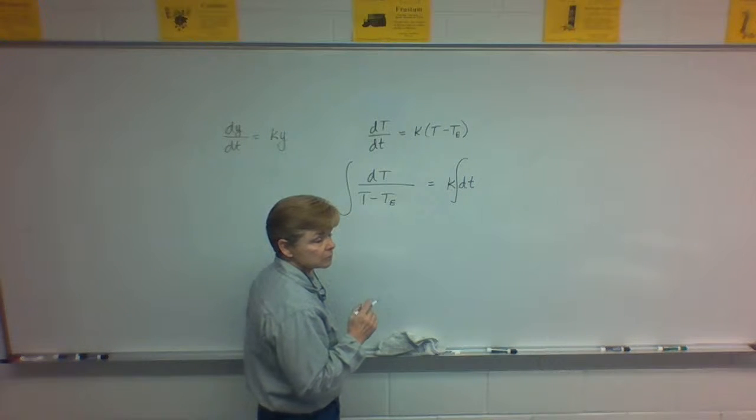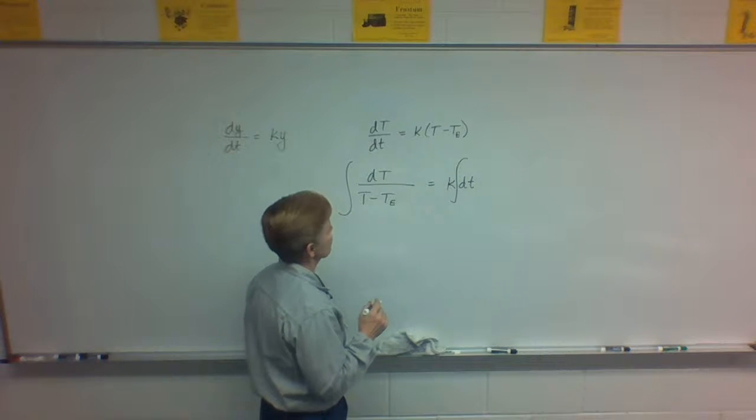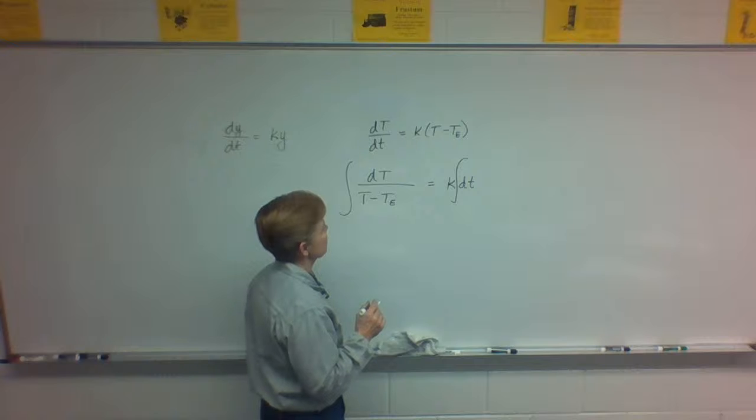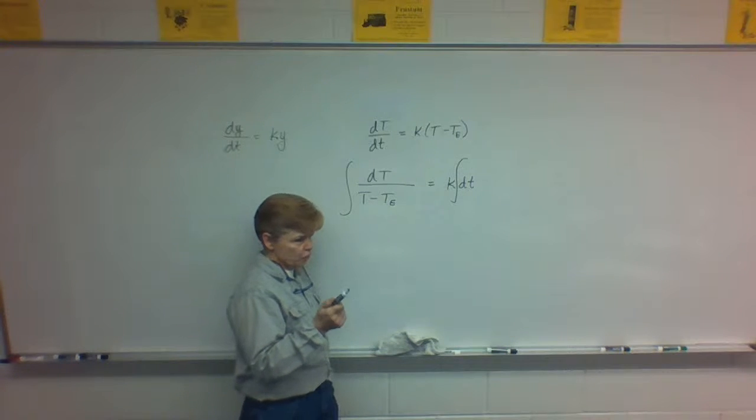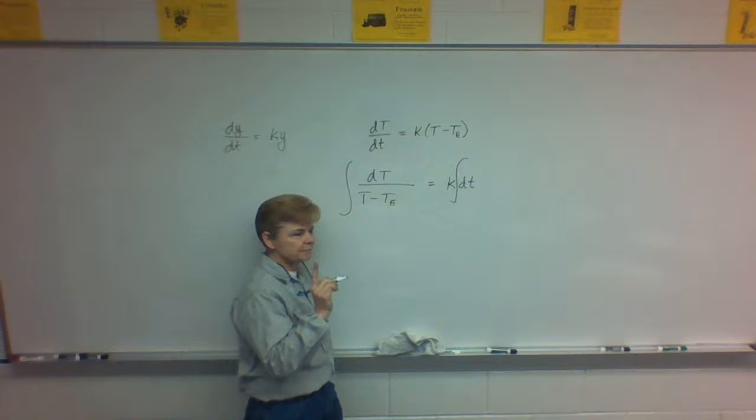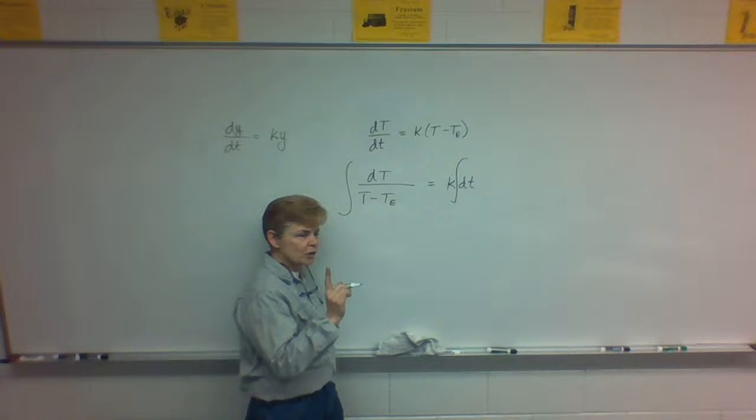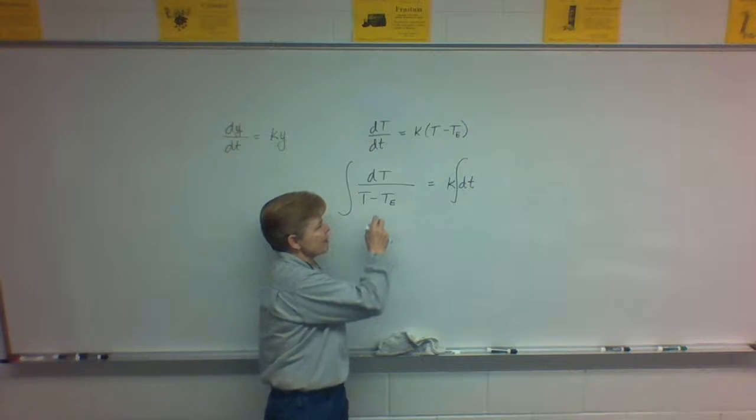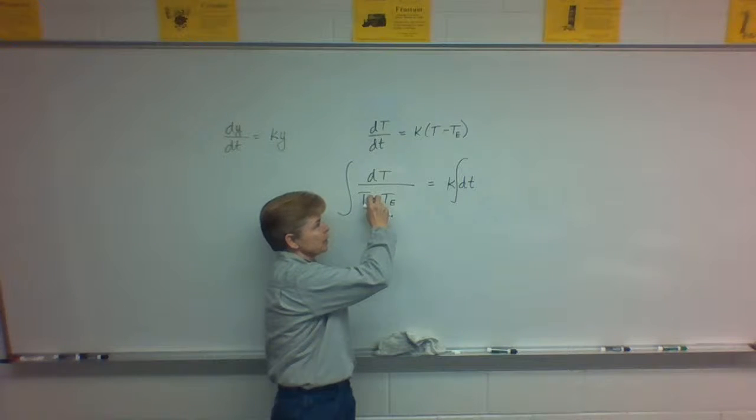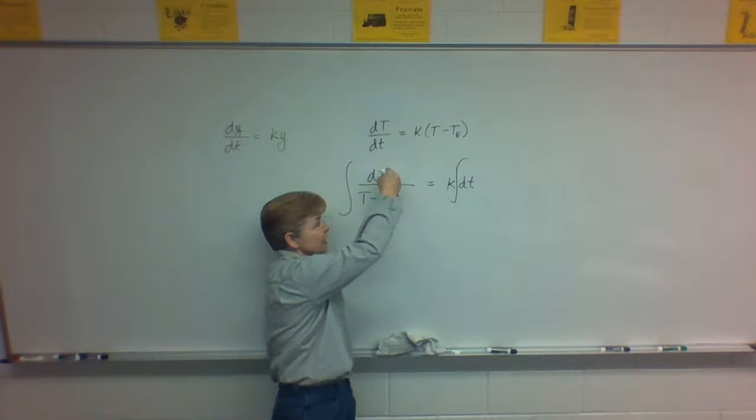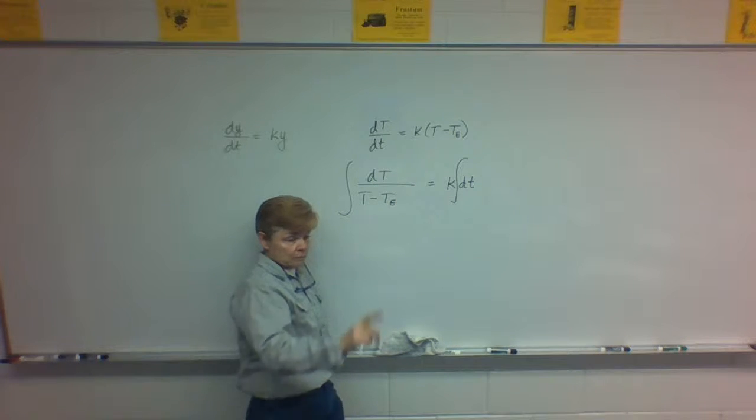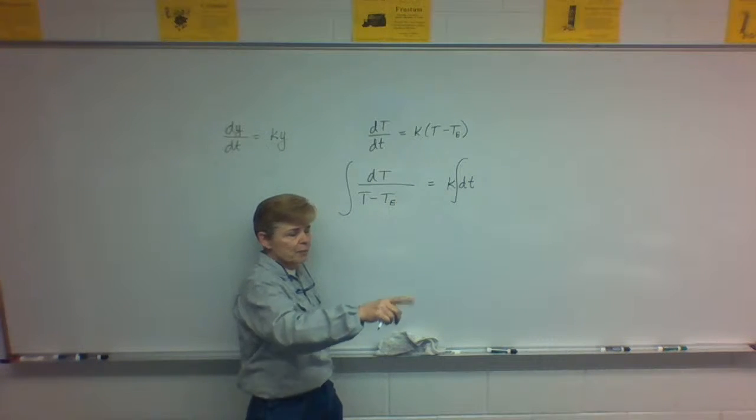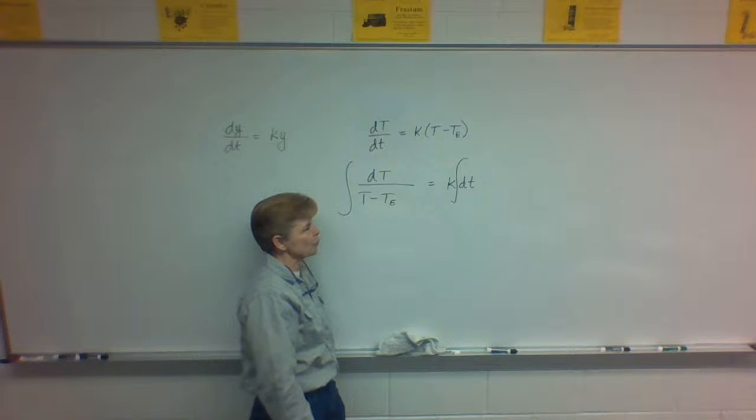Could we separate the dT over T minus Te into the integral of dT over T minus the integral of dT over Te? That's a nice thought, but no. When you have a monomial, a single term in the denominator, you can put it under each separate term this way. But you cannot do the same thing with a numerator. A lot of people think you can, but it doesn't apply in that direction. So we can't do that.